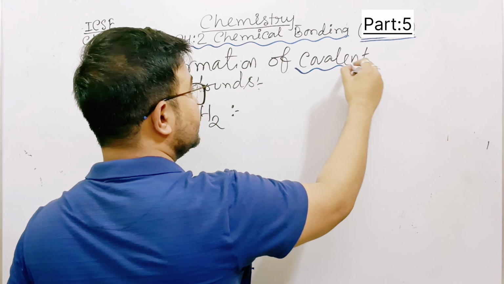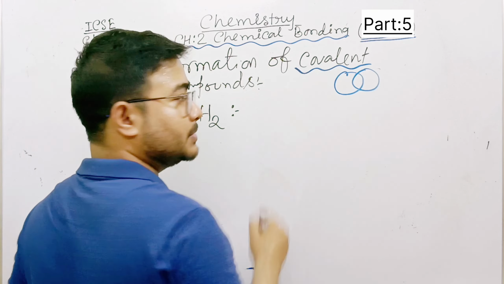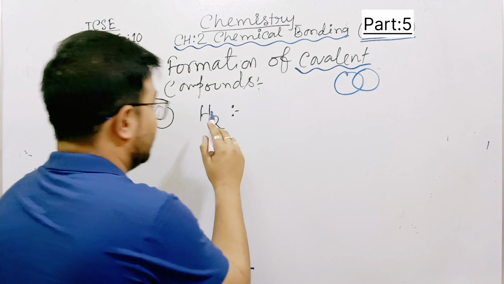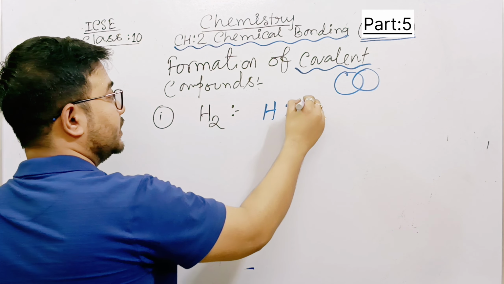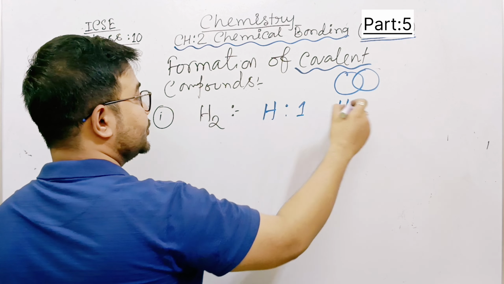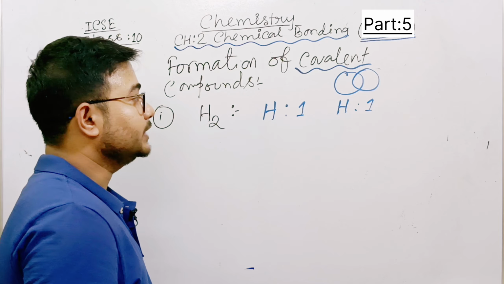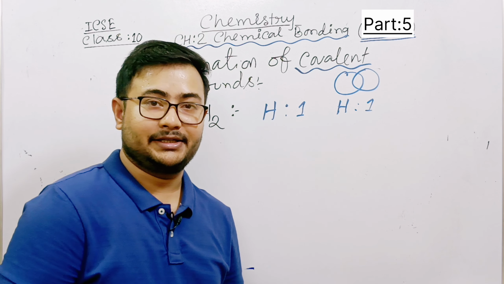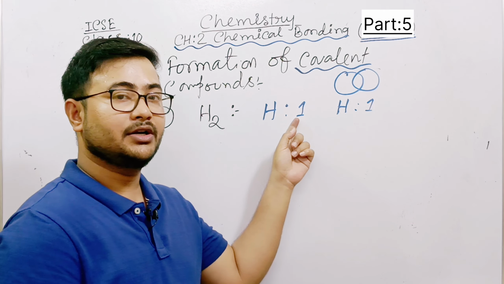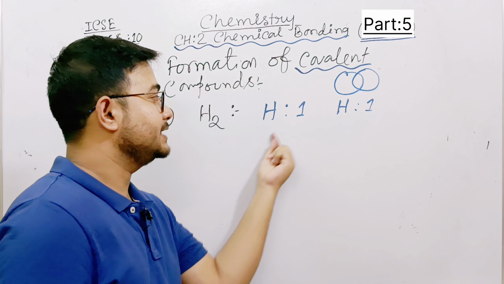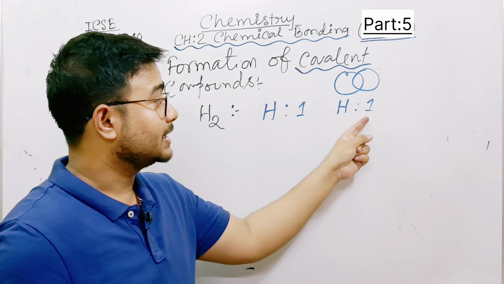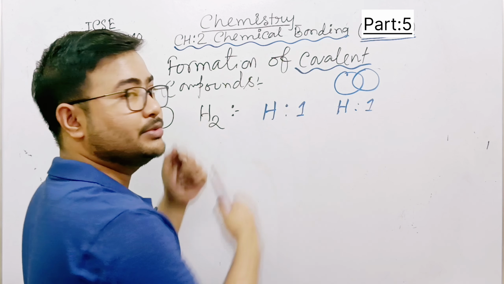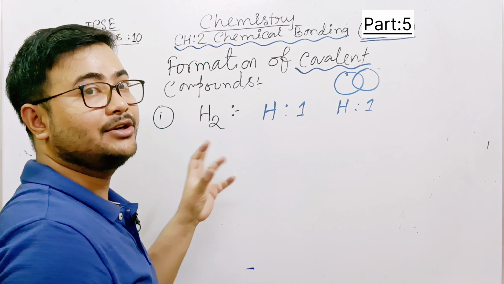Covalent means a common space. C for common, C for covalent. So hydrogen. What is the electronic configuration of hydrogen? 1. How many hydrogens? 2. Okay. So tell me, to fill up its duplet, how many electrons does it require? 1. So it will try to accept 1, but who will give? Another atom is present, but it also tries to accept. Both atoms have the tendency to accept, but no atom is available here to donate.